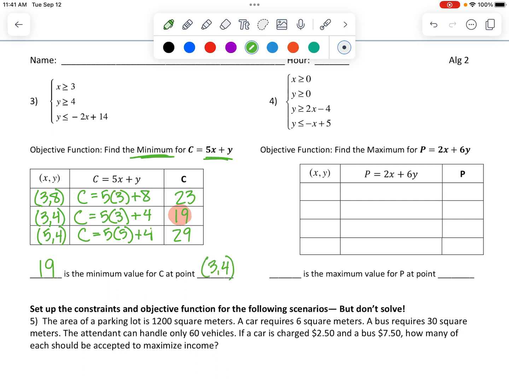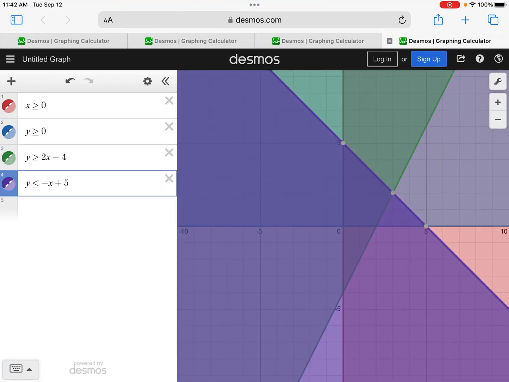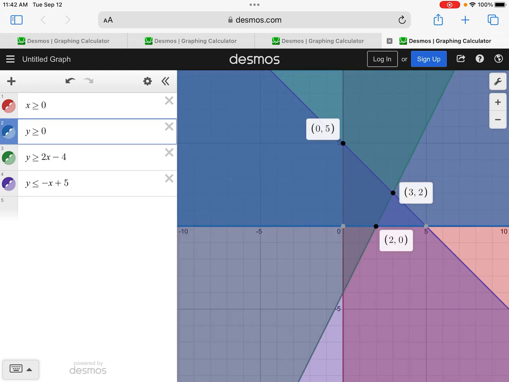All right, one more example, and then we'll get to our real world examples so we can see what this looks like in those types. All right, and then on number 4, it was the same graph as number 2, but it's asking us to find a different objective function, so we'll be plugging in to a different expression. So it's my same ordered pairs, (0, 5), (0, 0), (3, 2), (2, 0).